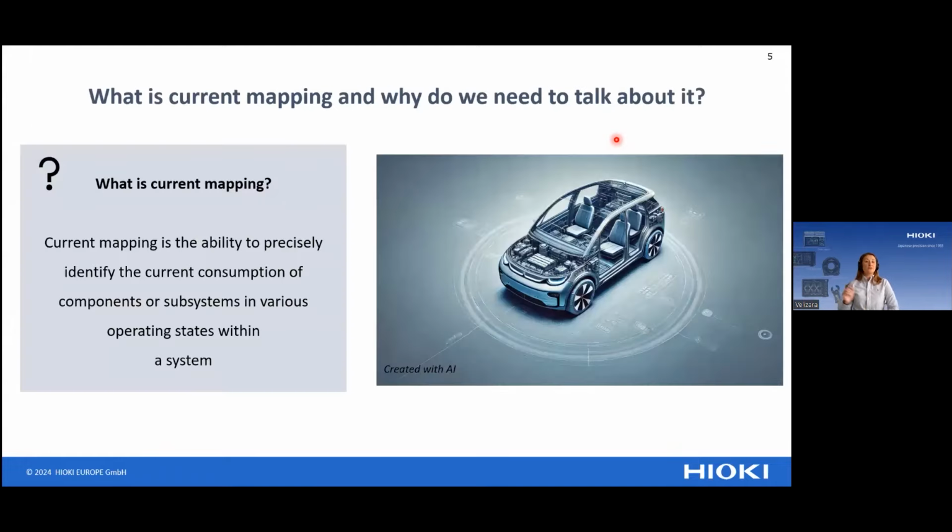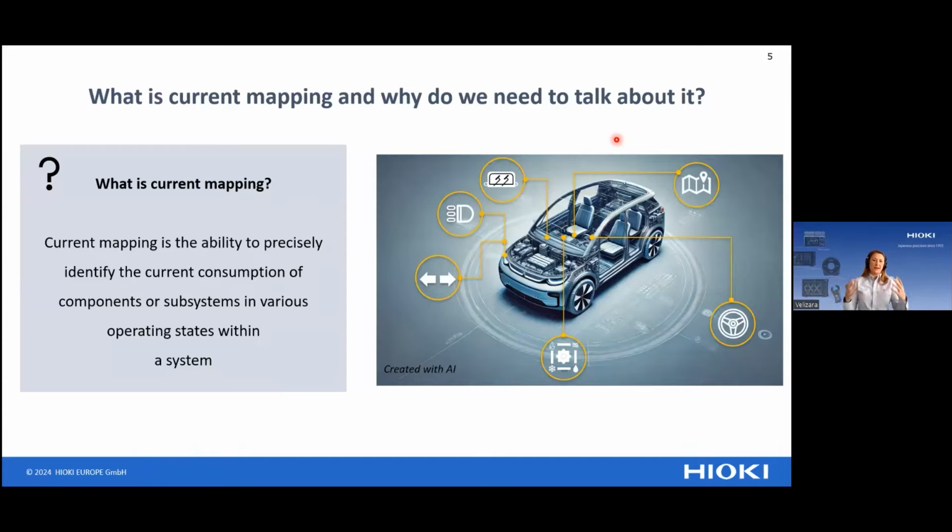So let's start with the big question: what is current mapping actually? Probably most of you have heard about engine mapping or temperature mapping. So I'm pretty sure most of you already guessed that current mapping is the ability to precisely identify the current consumption of components or subsystems in various operating states within a system. To put that simply, if you have a product, you want to know which components consume how much energy, or how much current they consume, in every different state.